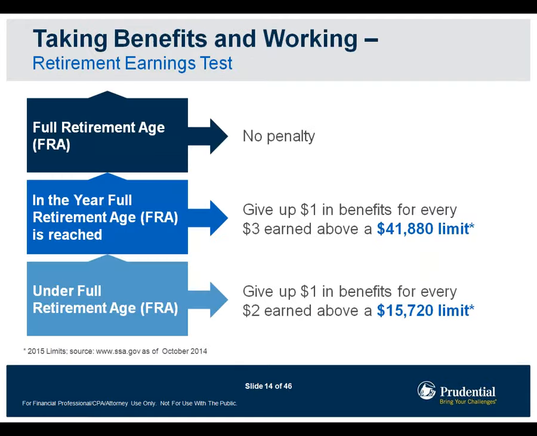Okay, one of the questions I get often is, what if I'm still working? Well, if you take benefits early and you are still working, then those benefits will be reduced because you took it early, but it'll also be further reduced by $1 for every $2 over $15,000. So, for instance, if I take benefits early, before my full retirement age, and I'm making $25,000 in my job, my Social Security benefits will be reduced by about $5,000. In the year I reach my full retirement age, my benefits will be reduced, but not as much. It'll be reduced by $1 for every $3 over a higher threshold of $41,000. And if I'm working after my full retirement age, my benefits aren't reduced at all.